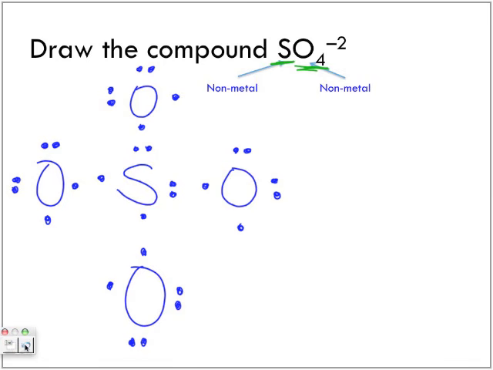So what's going to happen now is the following. One thing we have to take into account is this -2. Now, this -2 means that I'm going to have to add 2 electrons, because -2 means I have 2 extra electrons, and I'm going to add those between the 2 atoms, between sulfur and oxygen, to the atom that is most electronegative.